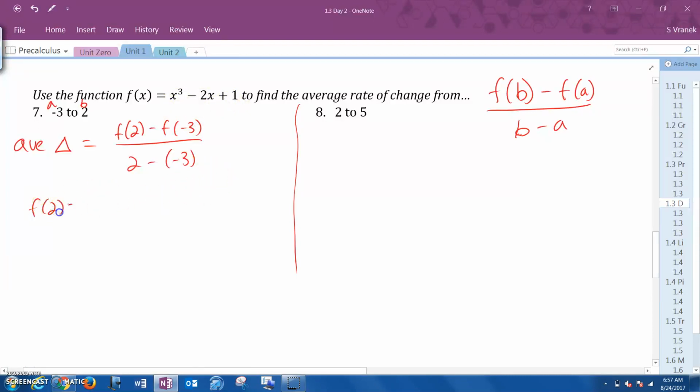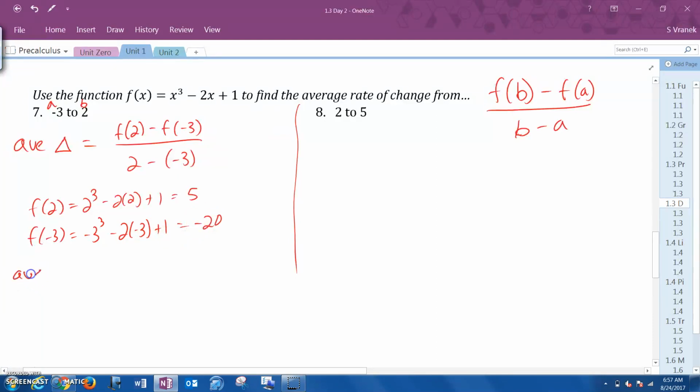f of 2 is 2 cubed minus 2 times 2 plus 1. So that's 8 minus 4 is 4 plus 1 is 5. f of -3 is -3 cubed minus 2 times -3 plus 1. So let me think that through real fast. We have -27 plus 6 makes it -21 plus 1, which is -20.